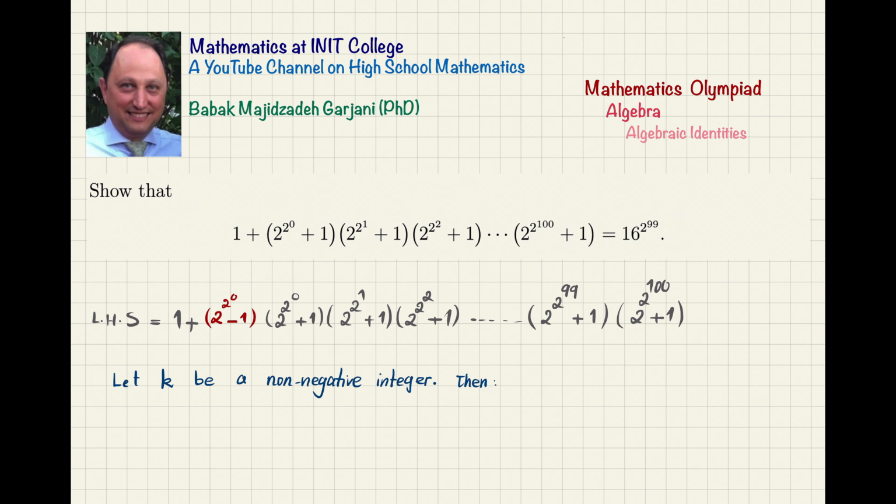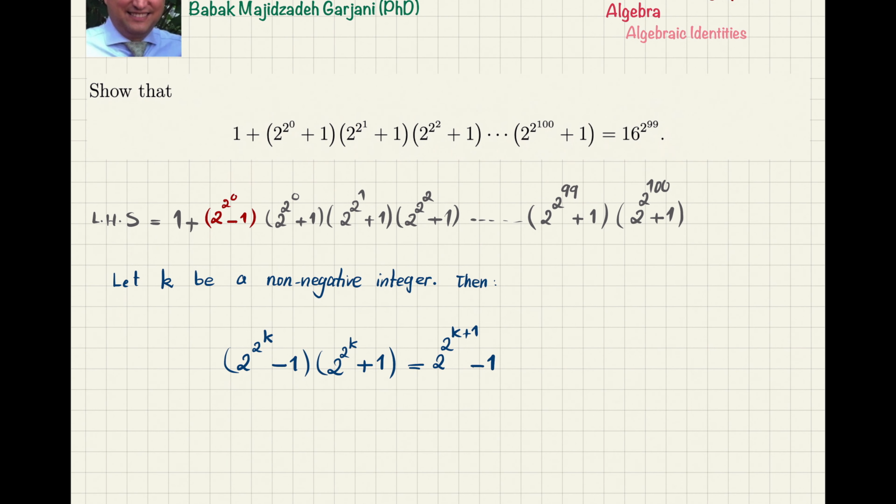I want to show that if I have this expression, 2 to the power of 2 to the power of k minus 1 multiplied by 2 to the power of 2 to the power of k plus 1, this becomes equal to 2 to the power of 2 to the power of k plus 1 minus 1. Okay, so this is something that I want to show. I want to show that this equality holds for any non-negative integer k. Okay, and then I want to use the conjugate identity.